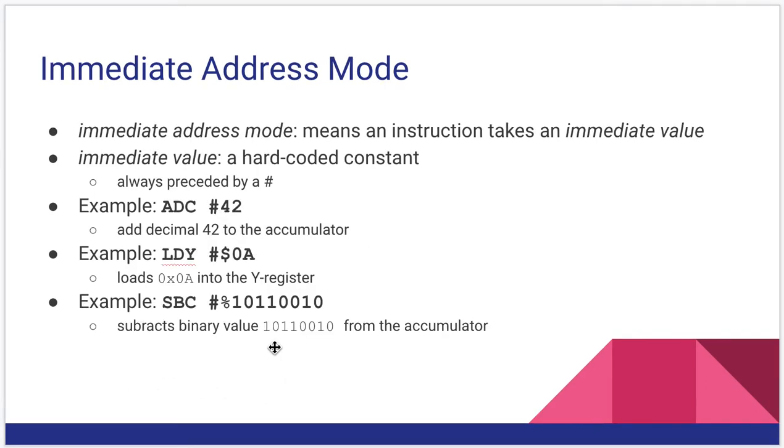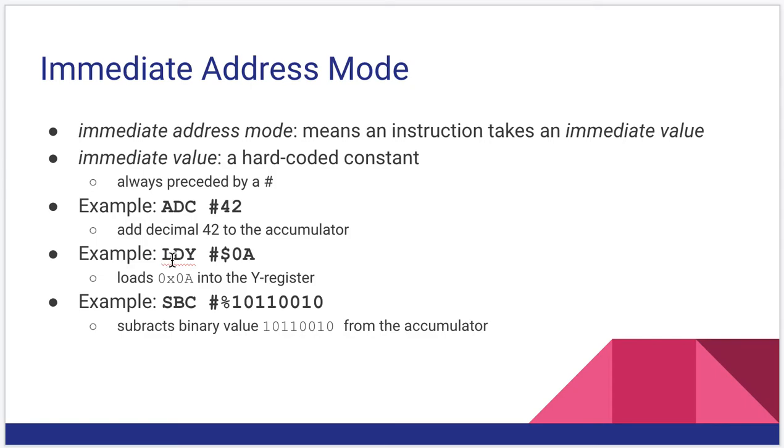Another one you have already seen is called the immediate address mode. Not really dealing with an address at all. When we talk about an immediate value, it's just a hard-coded constant. And we indicate this mode using the pound sign. So if I wanted to add a decimal 42 to the accumulator, I would do add with carry, pound 42. And notice that is a decimal value in this case.